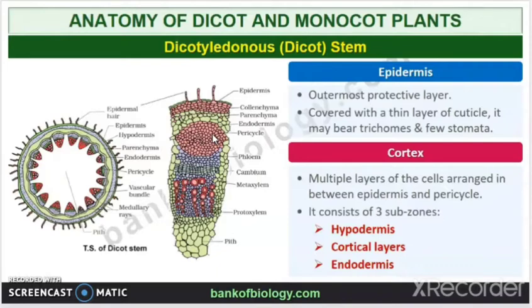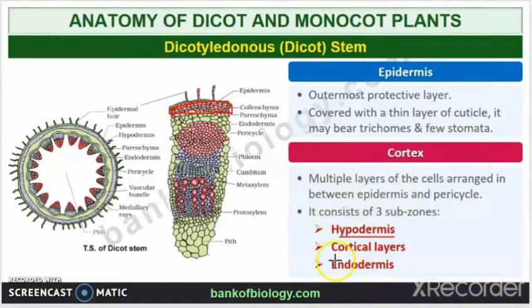Right, and these multiple layers of cells consist of 3 subzones. It means that each of these places is occupied by different types of cell. So if you take the first part, which is called the hypodermis, you can see after the epidermis there is a layer which is called hypodermis. You can see a structure which is pink in color, right? So this part is called hypodermis. What is it? It is called hypodermis.